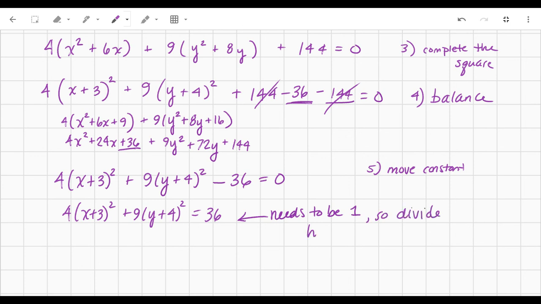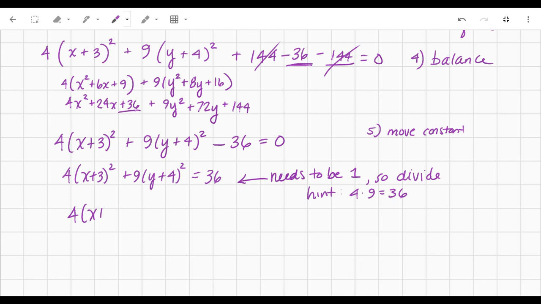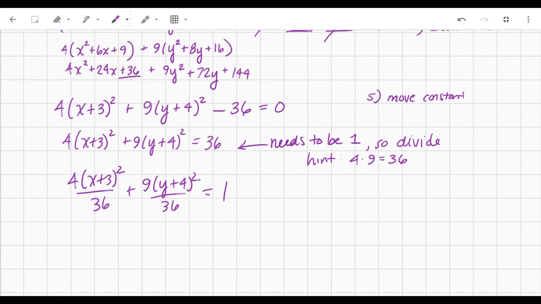And you're going to find, remember, 4 times 9 is 36, so it's going to simplify down real nice for us. So 4 times x plus 3 squared over 36 plus 9 times y plus 4 squared over 36 will equal 36 over 36, which is 1. And now we can simplify. Divide numerator and denominator by 4, and we have x plus 3 squared over 9. Now divide them both by 9, and we have y plus 4 squared over 4 equals 1. Now it's in our graphing form.